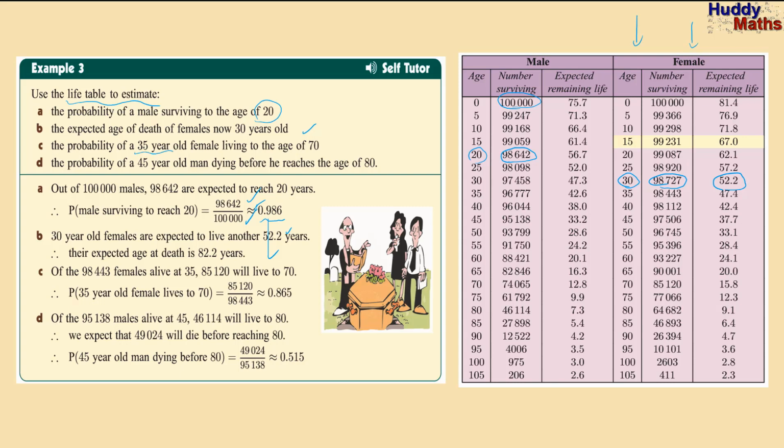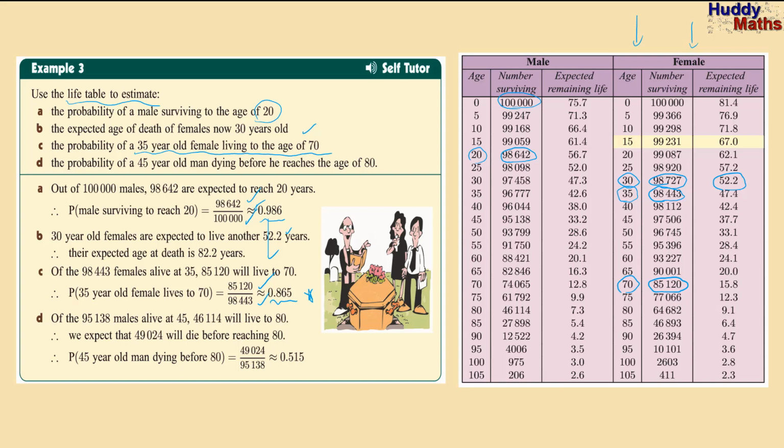What's the probability of a 35-year-old female living to the age of 70? Let's go to the 35-year-old females there. Here they are. That's how many 35-year-old females there are, left from 100,000 when it started the study. Now, living to 70, they're down here. So how many are still alive at 70? 85,120. So this is conditional, isn't it? We come over here, we have that many left out of that many who were 35. So it's approximately 0.865.